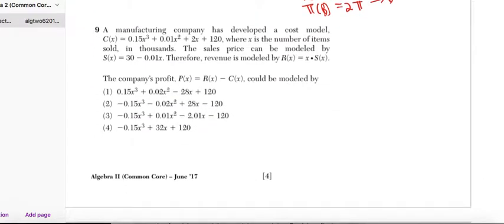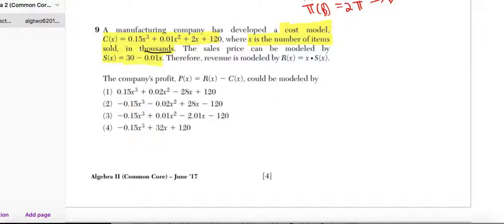A manufacturing company has developed a cost model. C of x equals this crazy polynomial where x is the number of items sold in thousands. So let's keep that in mind in case it's important. X is the number of items sold in thousands. So if x equals 1, that means 1,000 items were sold. X equals 5 means 5,000 items. Now, the sales price can be modeled by S of x equals 30 minus 0.01x, a linear function.